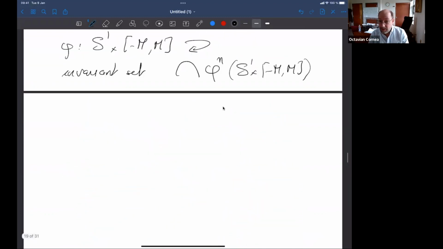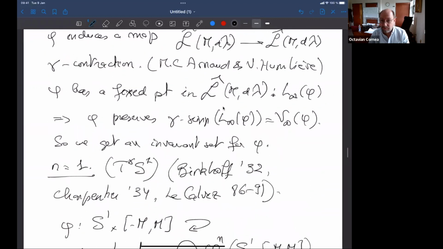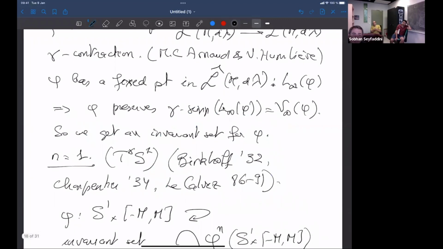In any case, are there any questions? I have a quick and possibly very naive question. Claude, is it clear that the gamma support is non-empty?